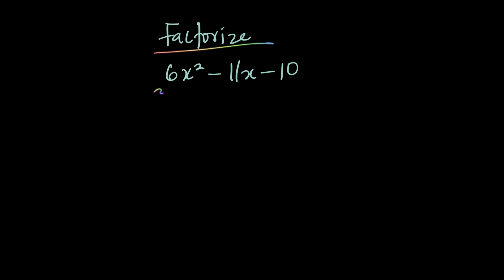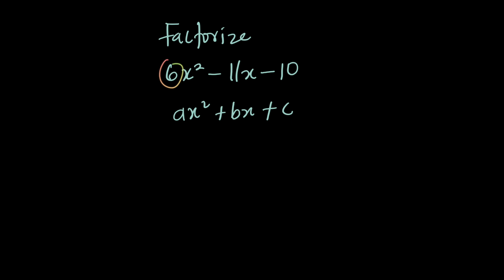Here's how you factorize 6x squared minus 11x minus 10. Before you factorize, you must note that this is a quadratic expression because it's of the form ax squared plus bx plus c. So this is a coefficient, this is a coefficient, and this is a constant. But in this situation, the coefficient is not 1.